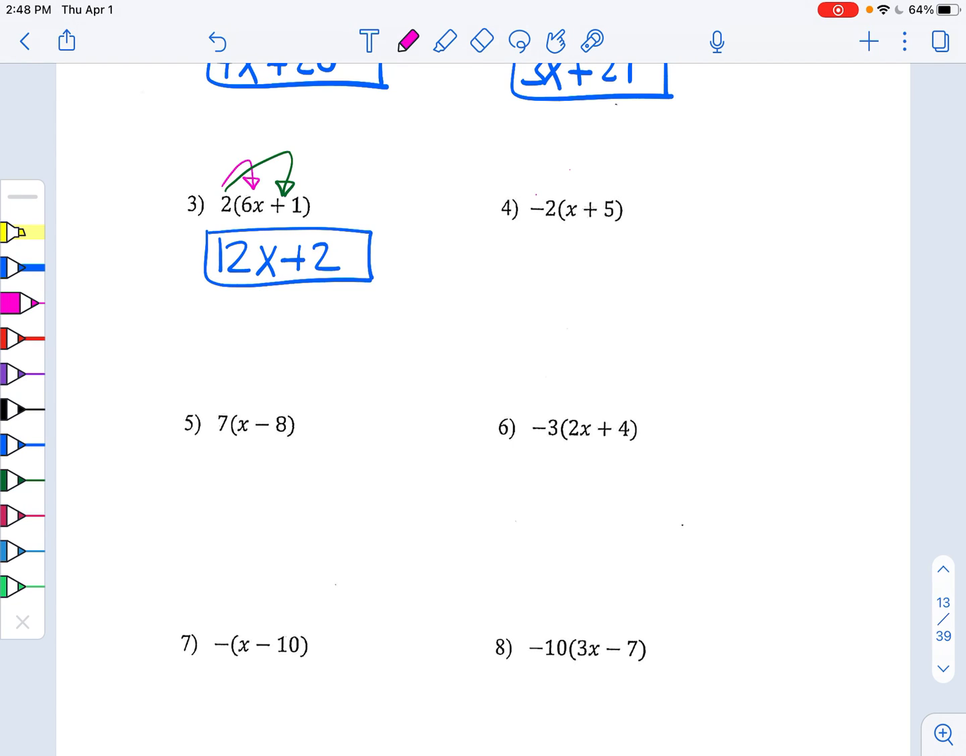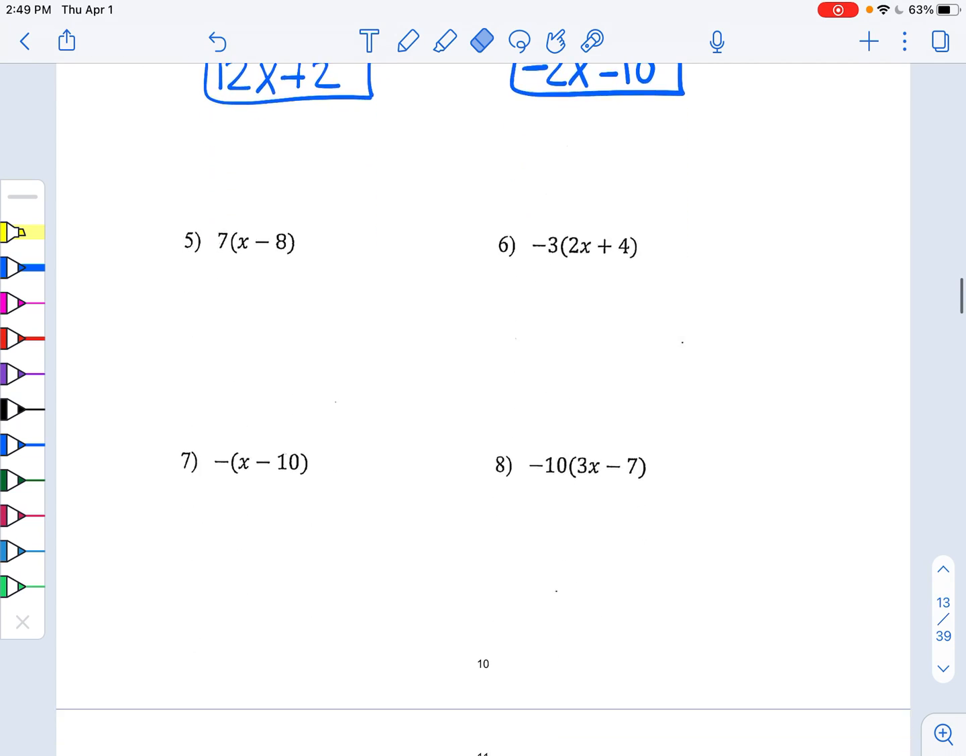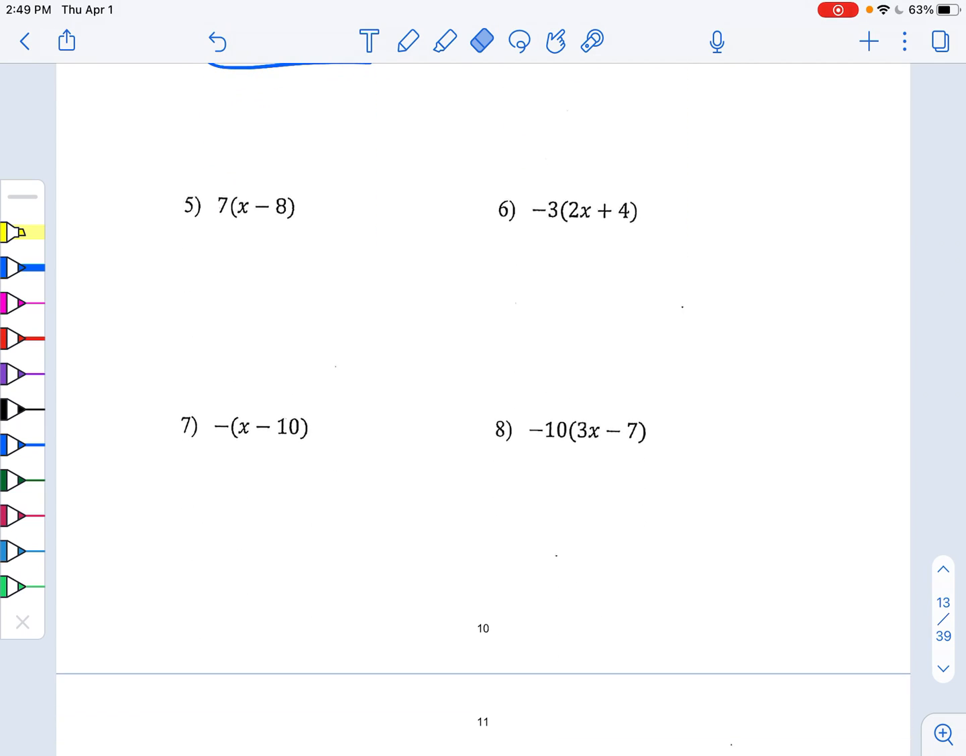Okay, now we're going to distribute a negative 2. So you have negative 2 times a 1x, and then we're going to distribute the negative 2 with a positive 5. So negative 2 times 1x is negative 2x, and negative 2 times positive 5 would be a negative 10. Again, you could do negative 2x plus negative 10. Mathematicians don't really do plus a negative, so we just say negative 2x minus 10.